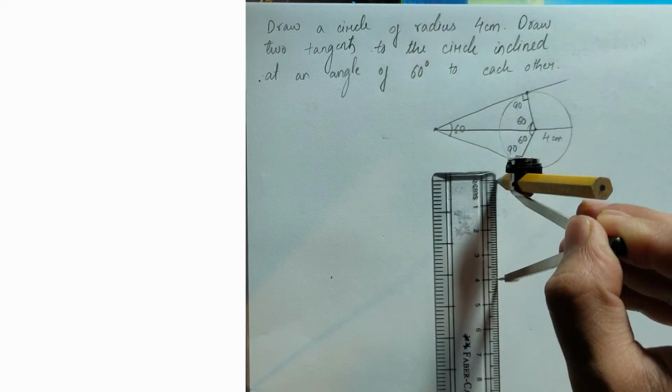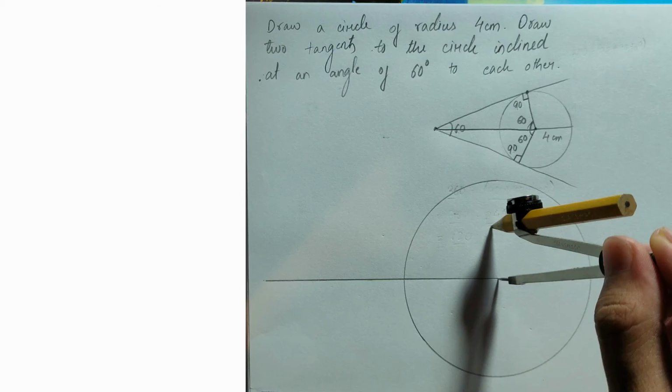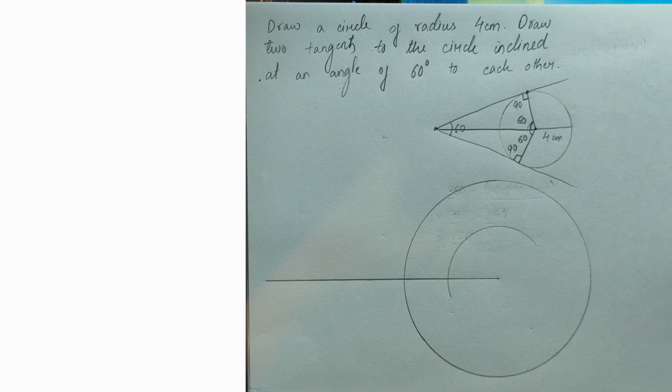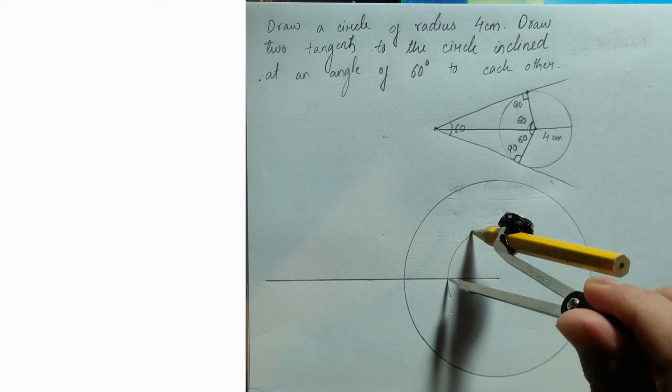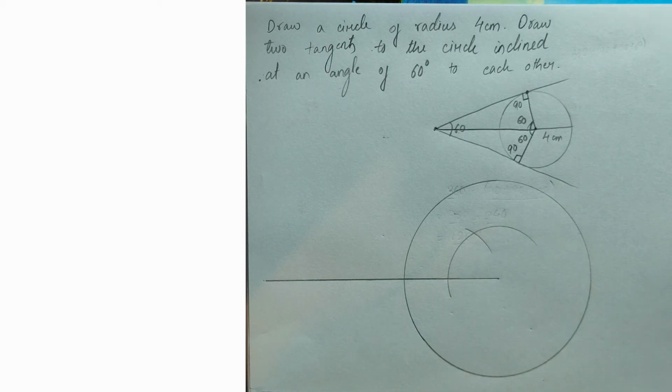So let us draw a circle of radius 4 cm. Let us now draw the radius and extend it outside the circle, and on that line let us now draw an angle of 60 degrees. To draw an angle of 60 degrees, we will have to draw an arc first, such that this arc intersects the main line. From the point of intersection of the arc and the main line, let us draw another arc such that it intersects our main arc. So this is how it will look.